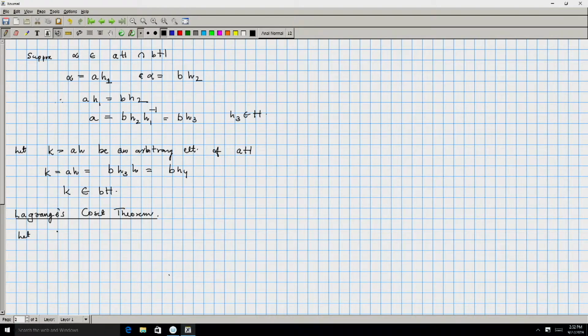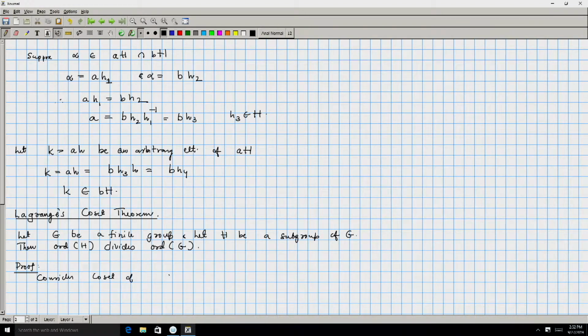So, let G be a finite group and let H be a subgroup of G. Clearly H will also be a finite group. Then the order of H divides the order of G. Why is this true? All that one has to do is consider the cosets of G with respect to H.